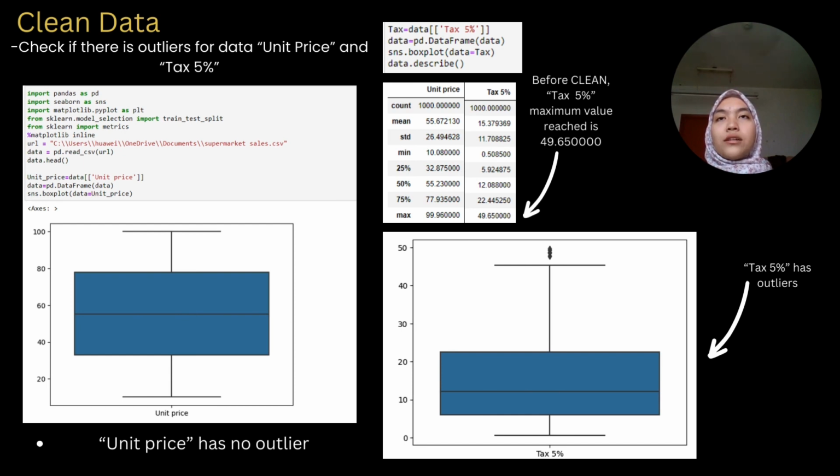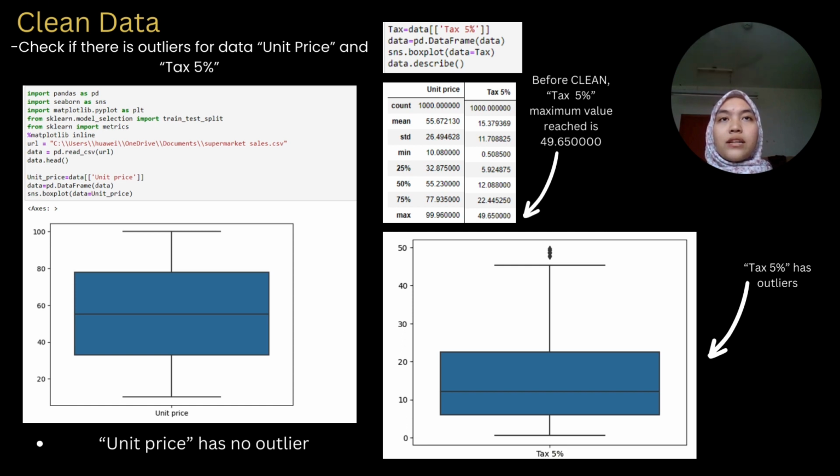Before we proceed with developing the model, we have to check if there are outliers in these two datasets. This is the code that we use to check for outliers, and we use a box plot. The first one is unit price and it has no outliers, and the second one is tax 5% and it has outliers on the upper whisker.